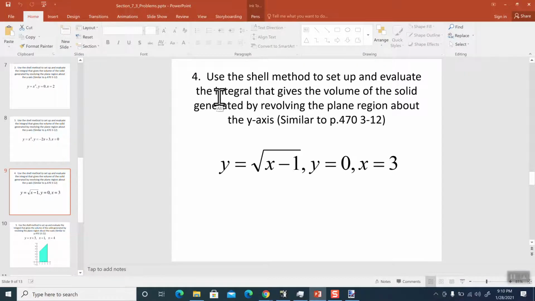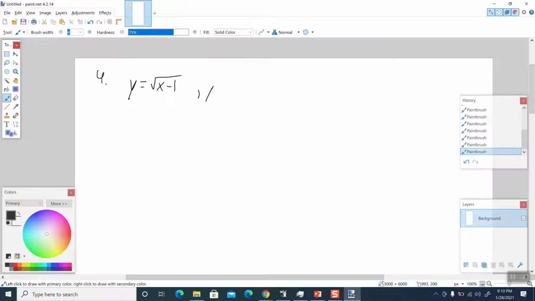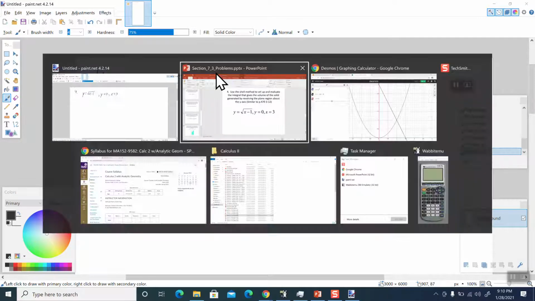y equals the square root of x minus 1, y equals 0, x equals 3. Okay, I'm going to use Desmos to quickly come up with the graph.